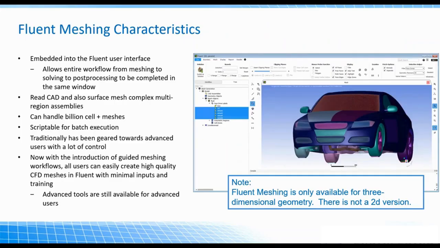So some of the characteristics of Fluent meshing: it is embedded into the same user interface and the same window as the Fluent solver. So once you're done meshing your geometry, you just hit one button and it takes you directly into setting up your problem in Fluent.